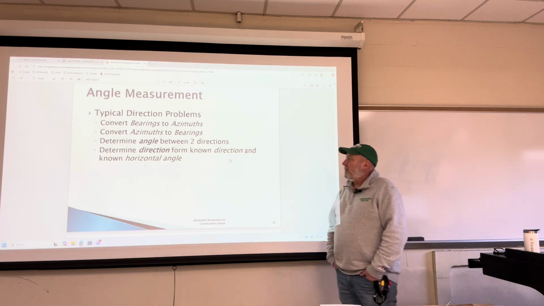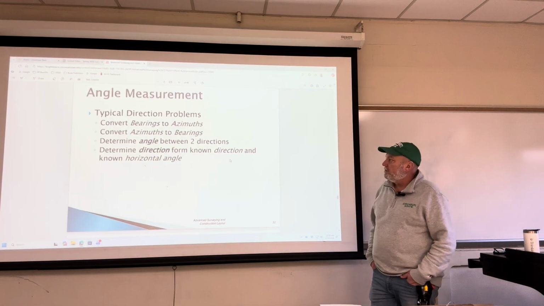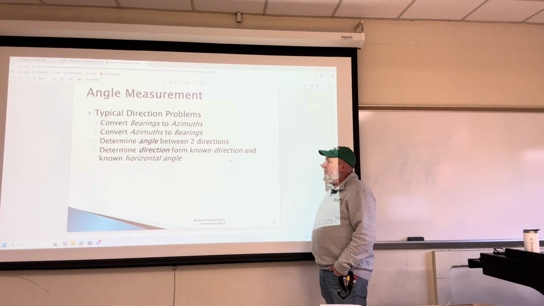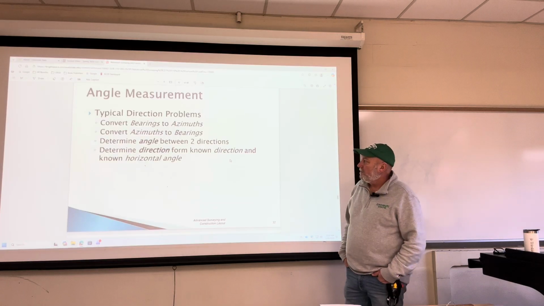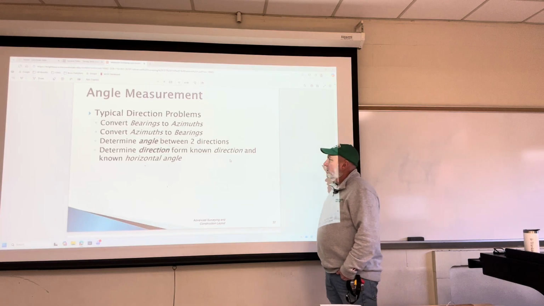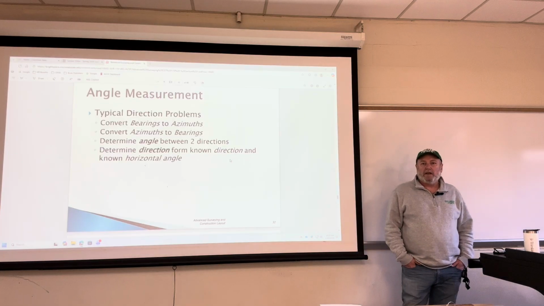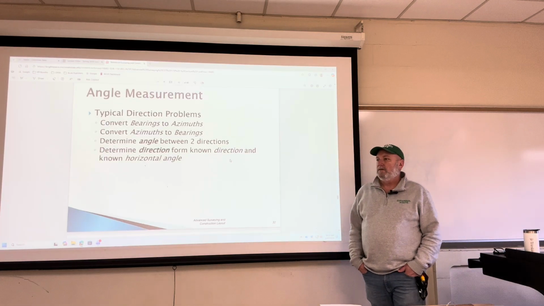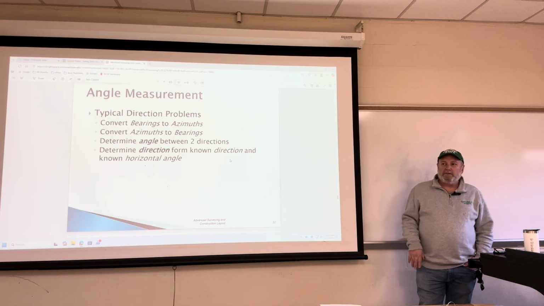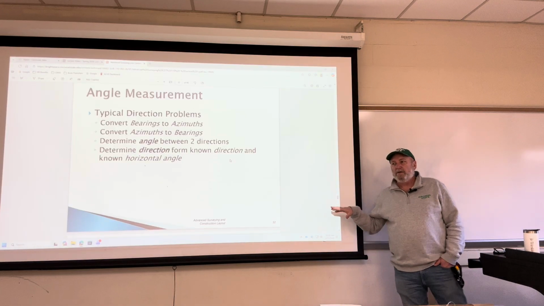So some of the things we'll look at this week in our lab time will be some direction problems. We'll convert bearings to azimuths, convert azimuths to bearings. We'll determine the angle between two directions, so they could be azimuths and or bearings. We'll determine the direction of another line. So if we know the direction of one line and the horizontal angle between two lines, we can calculate the direction from that. This is all just kind of the textbook theory type stuff here. We'll actually get into doing the math in the lab time this week.